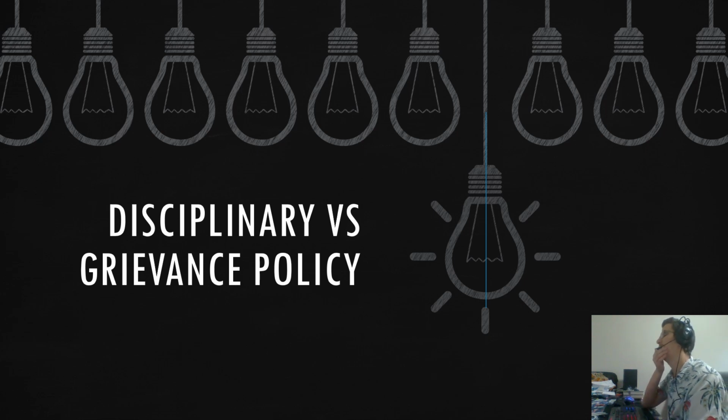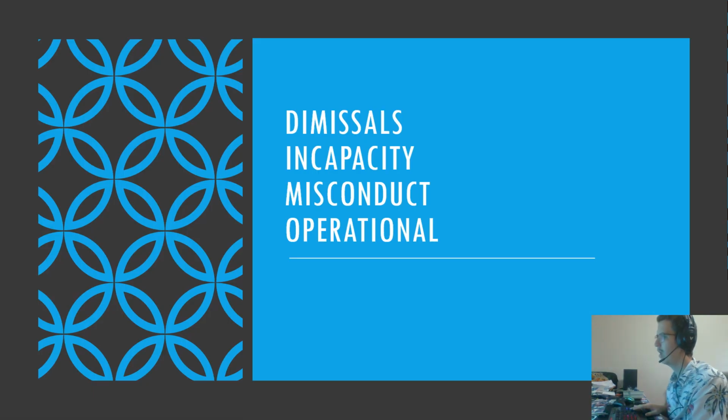Disciplinary is when you have done something wrong and you have been disciplined for it, but you are also allowed to file a grievance. If you are unhappy with something that was done, you should be allowed to file a grievance as well. Okay, so you can be dismissed for 3 reasons. Incapacity, you are not capable of completing the job. Misconduct, or operational, which is also known as retrenchment.